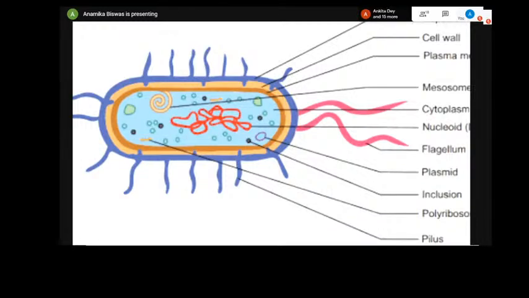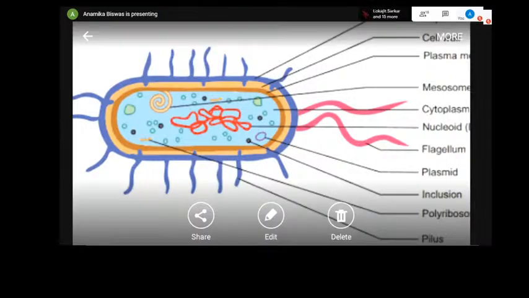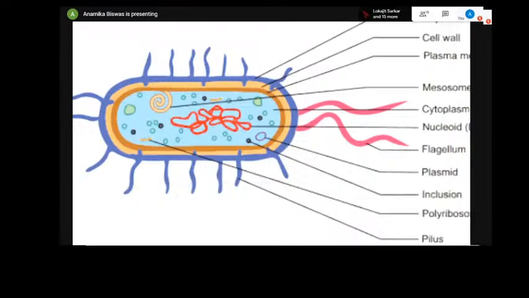So its function is to help in preventing the cell from bursting or collapsing. It allows the materials to pass in and out of the cell. Next, it provides mechanical support to the cell against gravity, and it also prevents the attack of different pathogens like viruses, other bacteria, fungus, protozoa. So this is the cell wall.